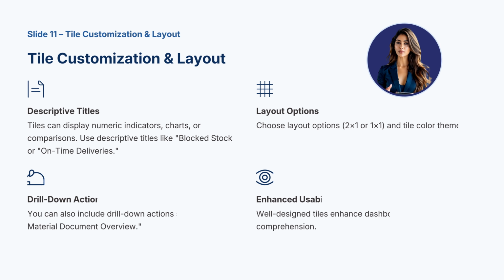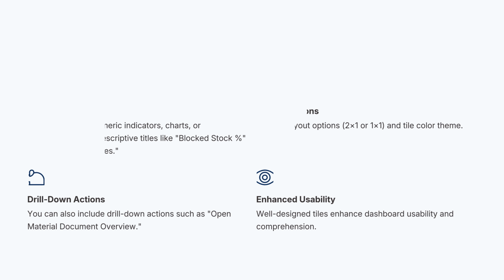Tile customization and layout. Good design matters. Use short, clear titles like blocked stock percent. Pick layouts that best display the value. A 2x1 tile for dashboards or 1x1 for compact spaces. Add drill-down navigation to supporting reports. Consistent color themes and naming conventions make your dashboard professional and intuitive.